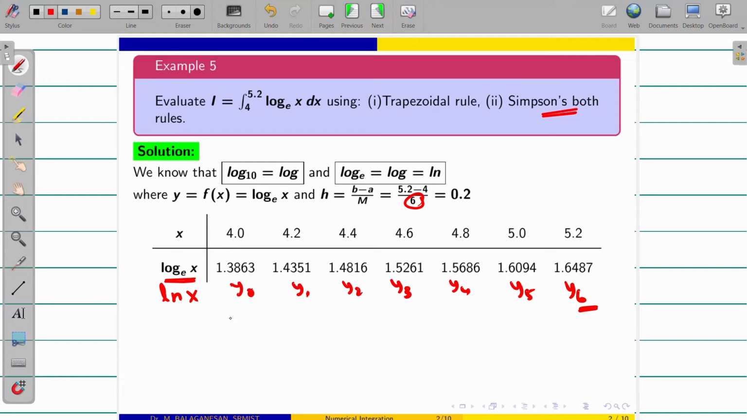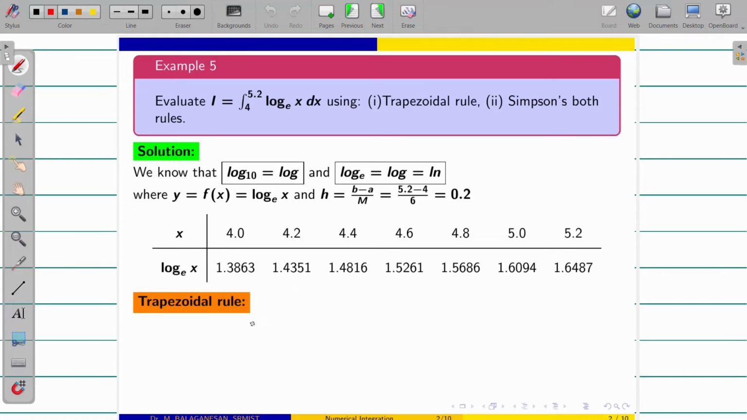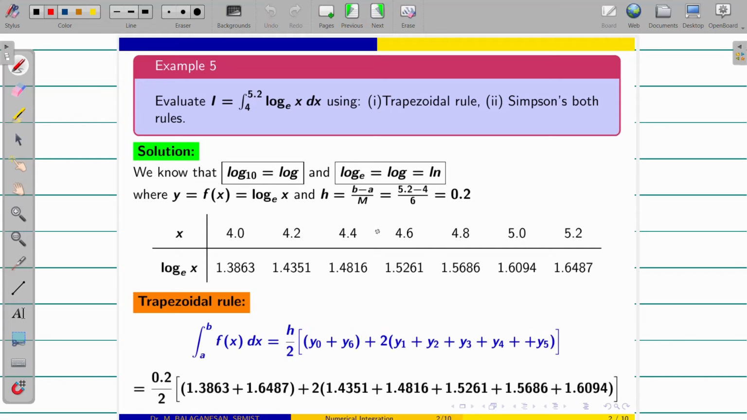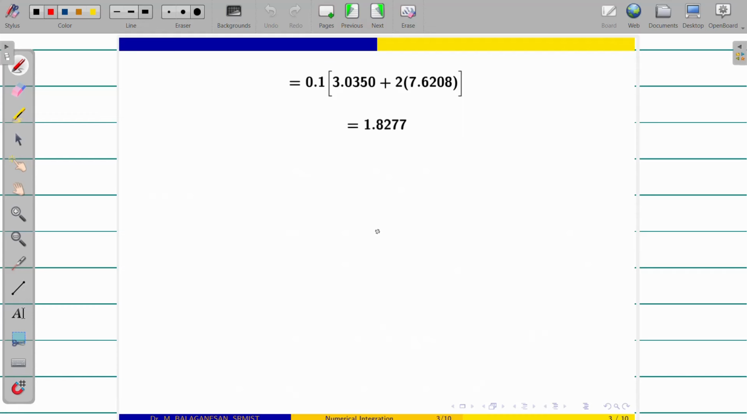Now we know the formula. What is the trapezoidal formula? The first value, and h by 2 should be in the multiplication. First value plus the last value y6, plus 2 into the rest of the values. Substitute and you can get the answer. It is 1.8277.